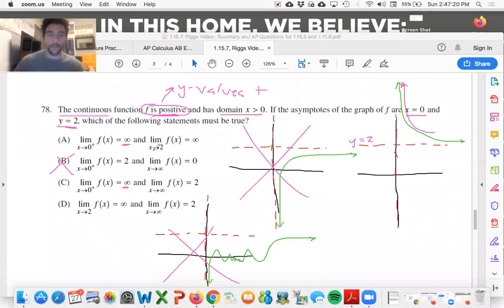This should have said as x approaches 2 would be like right here. Like that's where x approaches 2. And that could be any y value, but it's not infinity, so that's crazy.